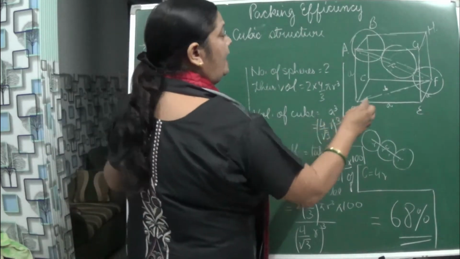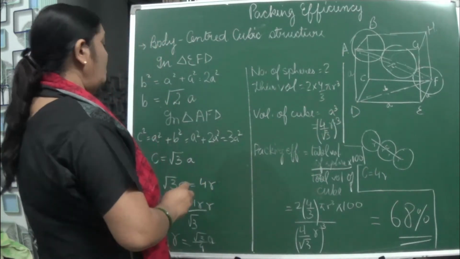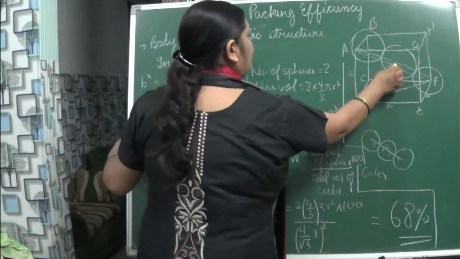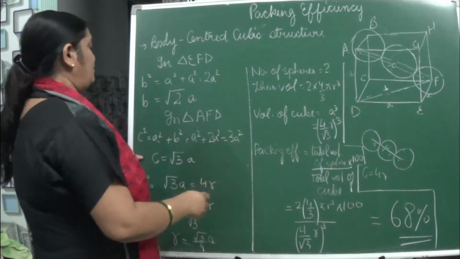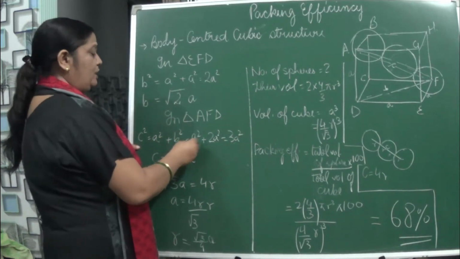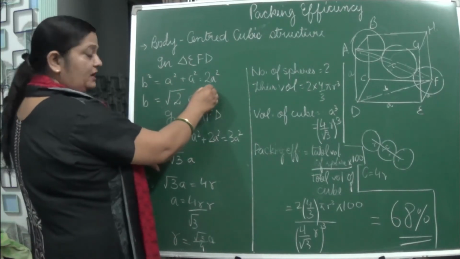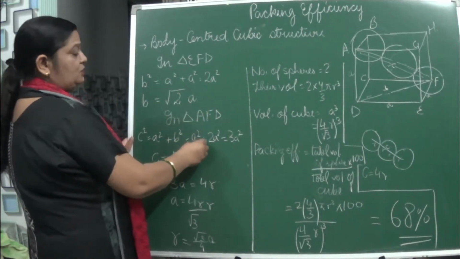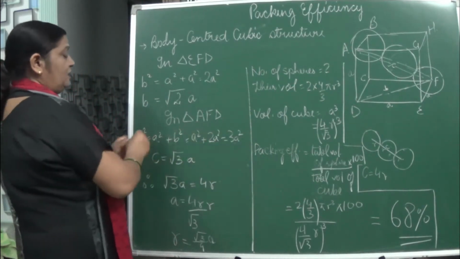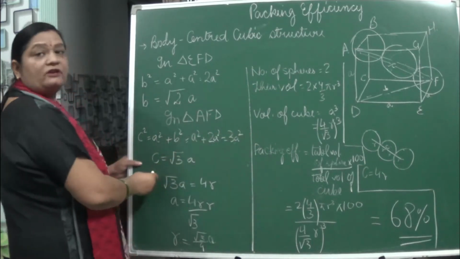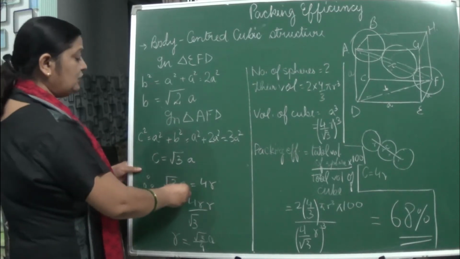Now we take the triangle A, F and D, and here it will be easy to take out. Here C square will be equal to A square plus B square. We know the value of B square, it is 2A square, isn't it? So it becomes A square plus 2A square, that is equal to 3A square. So C square is equal to 3A square, therefore C will be root 3 A.